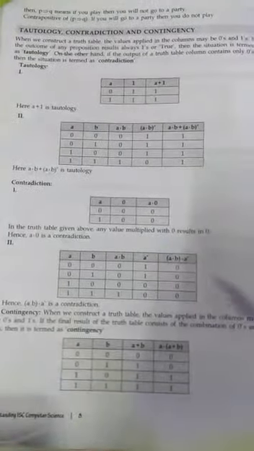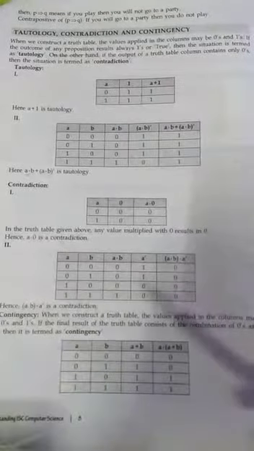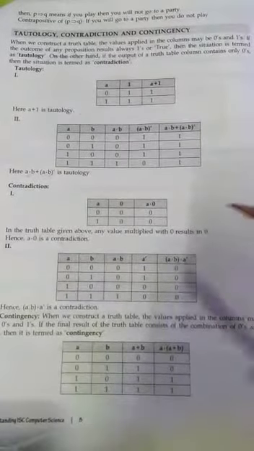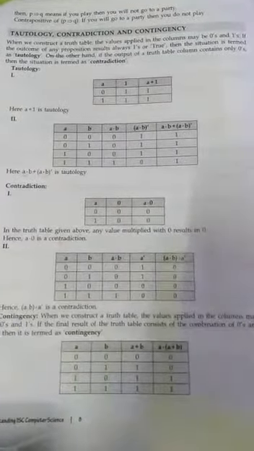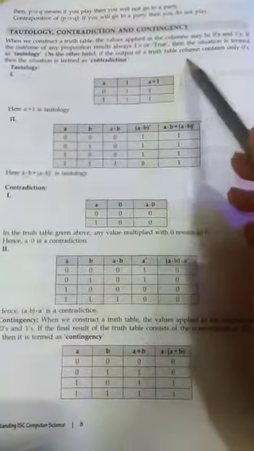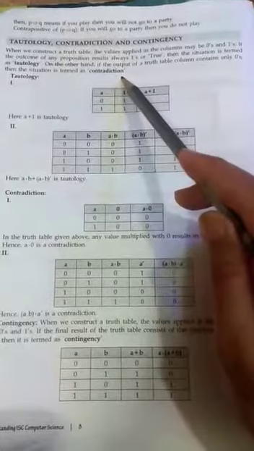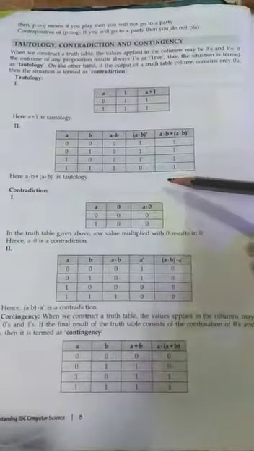Now what is contradiction? If the outcome of any proposition always results to 0, that is, if the final column is always giving you the answer 0, then that is termed as a contradiction. See, if the output column of the truth table contains only zeros, then the situation is termed as a contradiction. So let us understand by the example.